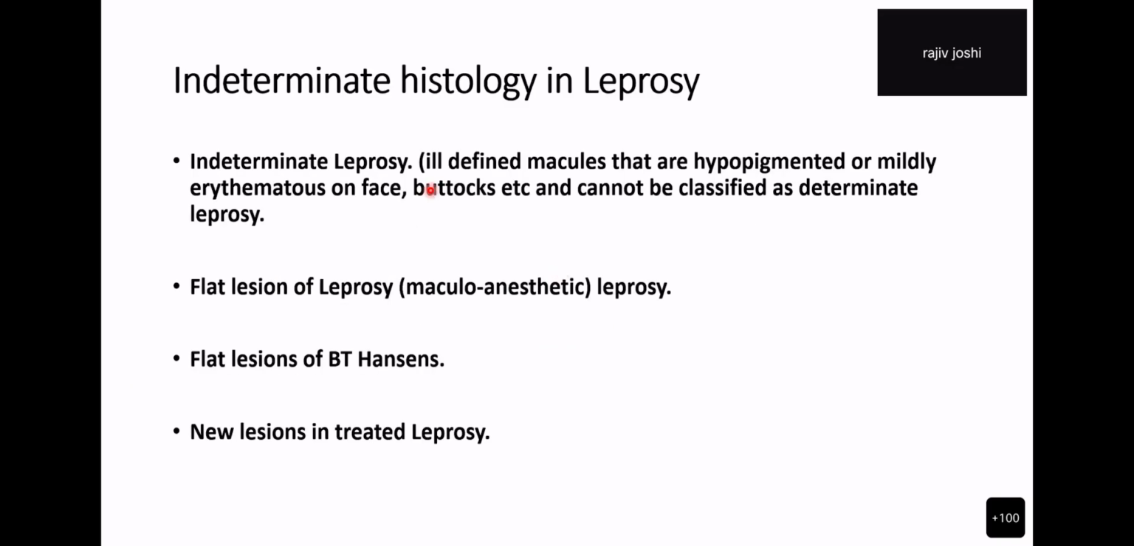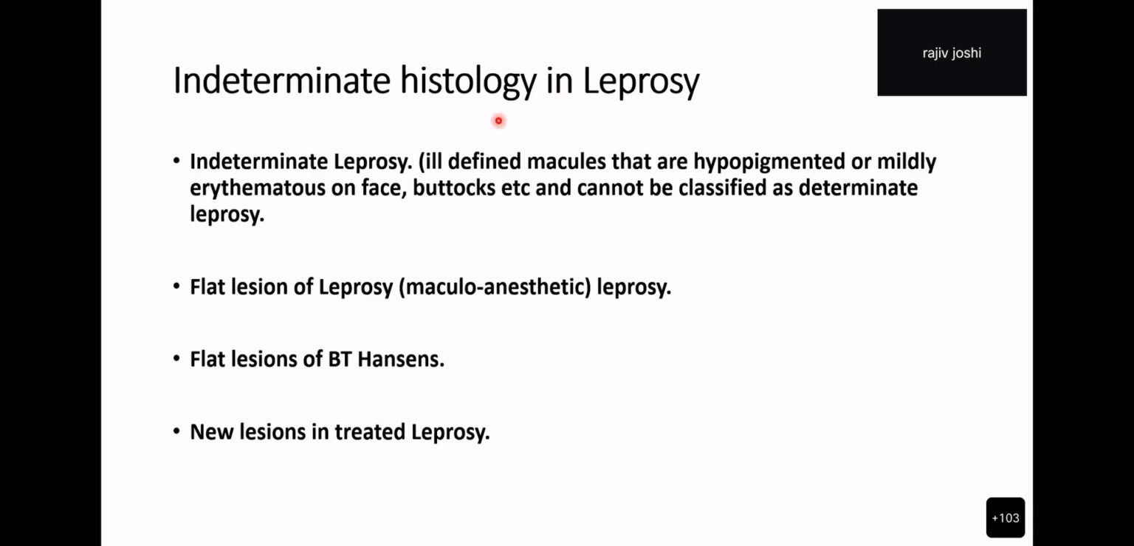Now, this finding is typically seen in the condition known as indeterminate leprosy. It's called indeterminate because there are no granulomas and the immunity of the patient is not yet determined. Once the immunity gets determined, the patient would either present with paucibacillary, that is tuberculoid or borderline tuberculoid, or multibacillary, which is borderline lepromatous or lepromatous leprosy.